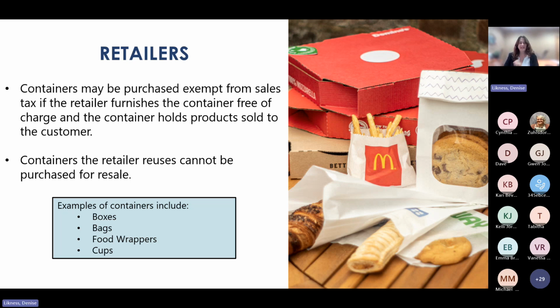And any type of things that a restaurant may buy, as far as trays. You get a tray when you go up. Well, you can't do that anymore. But when you go up to a fast food place, you get a tray, you take it back to where you're sitting down and eating. Those trays, you'd have to buy with tax because the retailer is reusing that over and over again. It's like pots and pans.